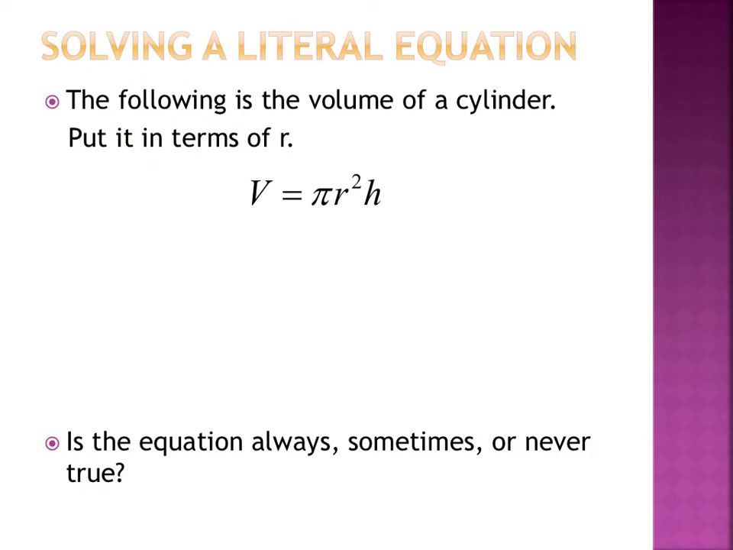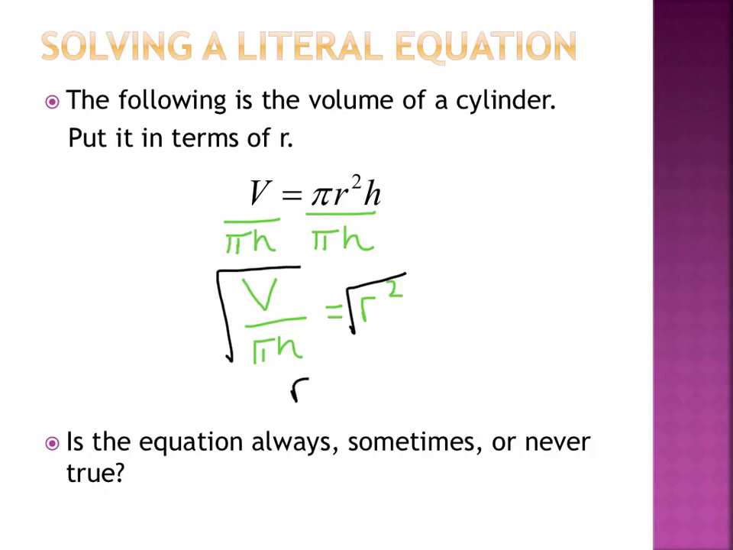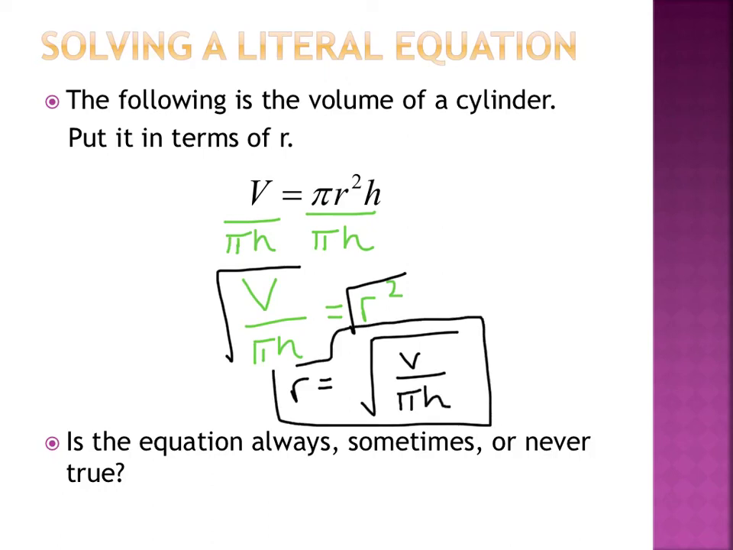So I want everything that's connected to the R to go away. So I'm going to treat everything else like it is just a number. So I have a pi and I have an h, and I need to get rid of them. Right now they're multiplied, so I'm going to divide them out on both sides. And I'm left with volume over pi times height is equal to R squared. So I still need to isolate the R. Right now it's squared. How do I undo squaring something? I'm going to take the square root. So my R is going to be the square root of the volume over pi times h. So that is that equation in terms of r.